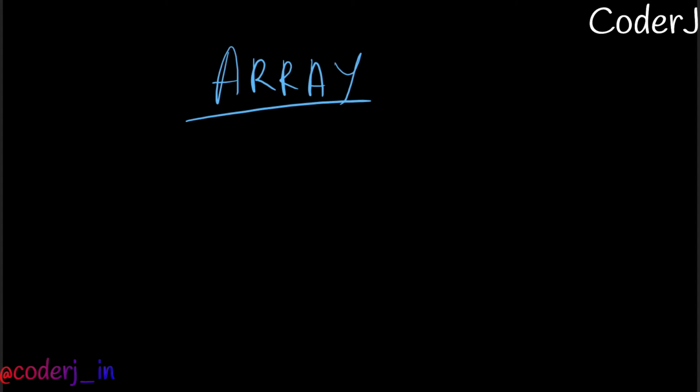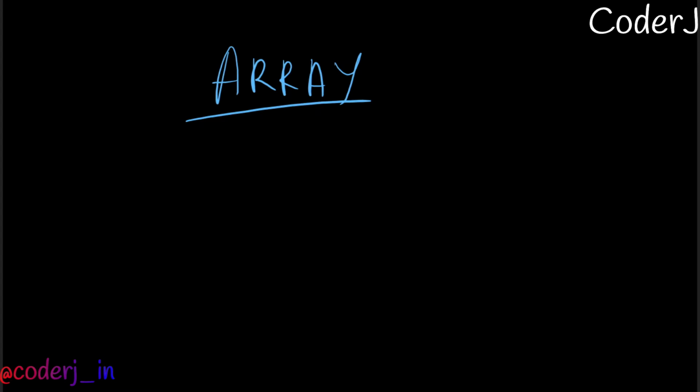Okay, so let's start with the definition. What is an array? Array is a data structure that contains a group of elements, and these elements need to be of the same data type. This is the most classic definition of array.